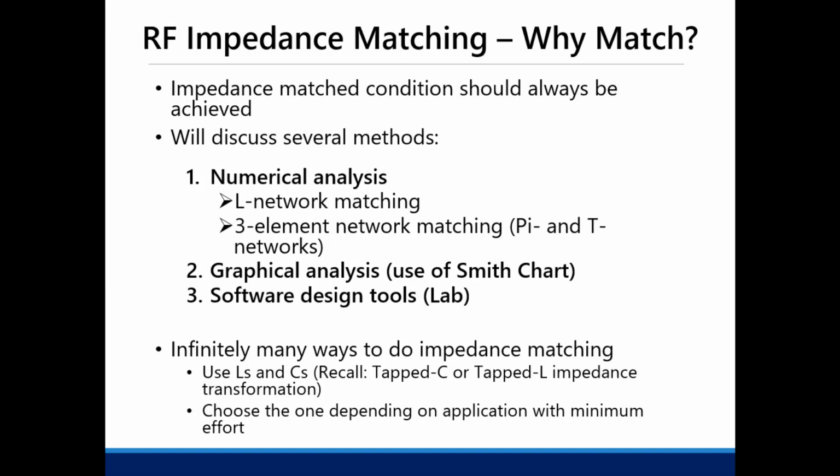So, why match again? The impedance match condition should always be achieved for our communication circuits for maximum power transfer. We want to have reliable transmitters and receivers. We don't want our transmitters to be destroyed because of mismatch. So we will discuss several methods to match our RF circuits. There are three methods: numerical analysis, using circuits and hand calculating them to get your match; graphical analysis, the use of the Smith chart; and some software-defined tools. And there are infinitely many ways to do impedance matching.